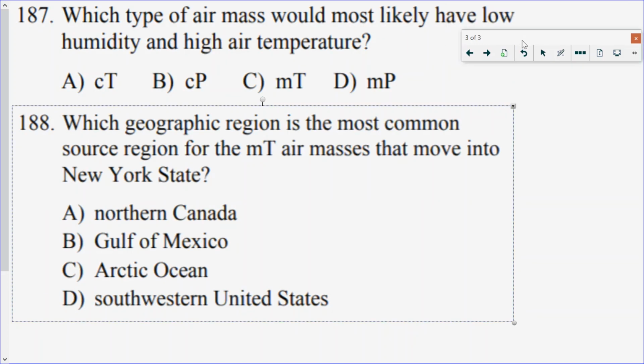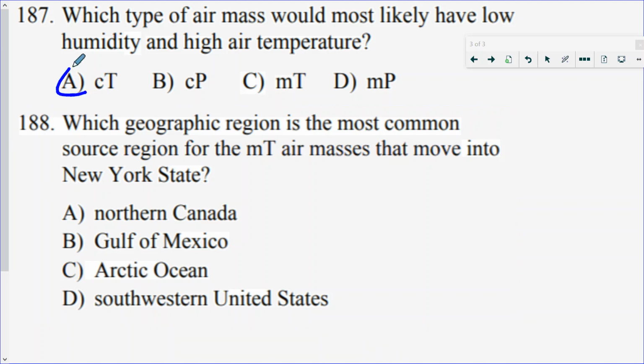Type of air mass, low humidity, high temperature. So low humidity is dry, continent. So I'm at one of these two. High temperature, tropical. Geographic region, the source region, most common for maritime tropical. Water, warm water, Gulf of Mexico. So they're pretty straightforward, labeling where they come from.